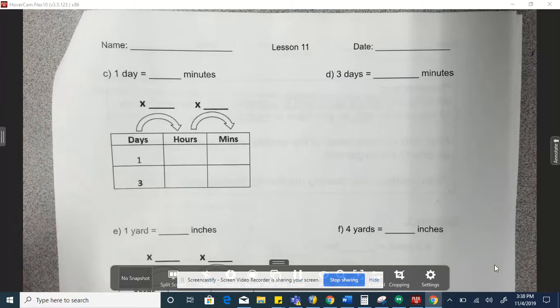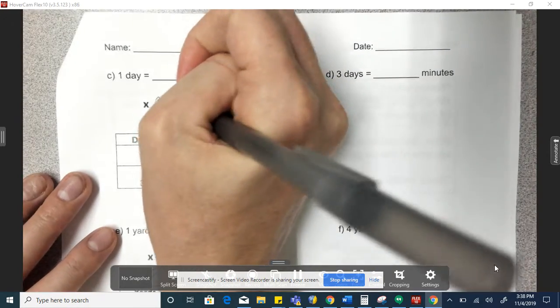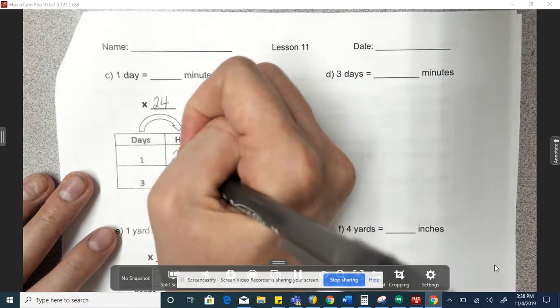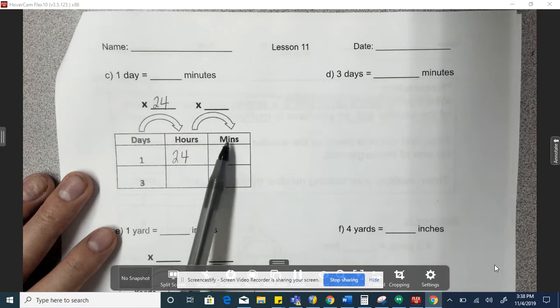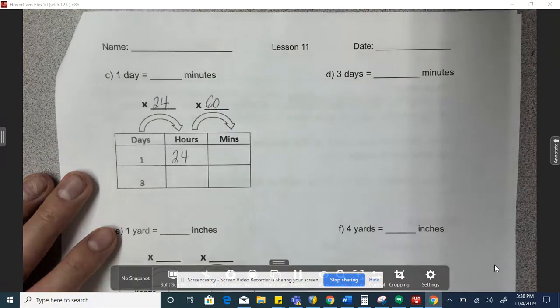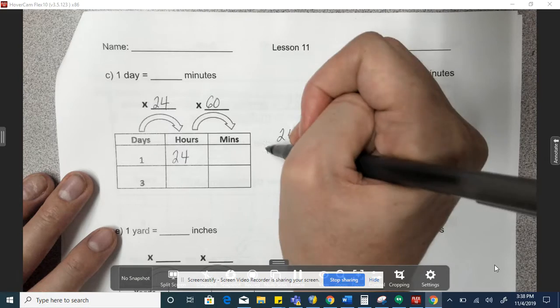Let's move on. We're going to do C and D. So now we're going from days to minutes. Well, I know in 1 day there are 24 hours. So I'm going to write 24 right here. 1 times 24 is 24. Now I know that in 1 hour there's 60 minutes. So I'm going to be multiplying by 60. 24 times 60. I'm going to do that over here because it's a little hard to do in my head.